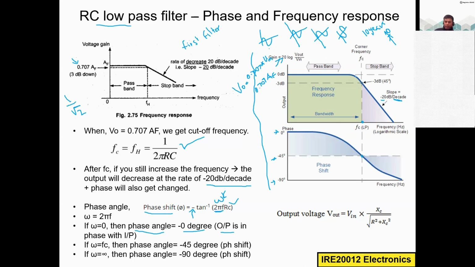Here you can see the curve; the linear region is kind of longer. Now I want a sharper region. Then what should I do? Before that, please also note down this formula. Output voltage V out is equal to V in times XC divided by square root of R square plus XC square. XC is the reactance value of the capacitor.